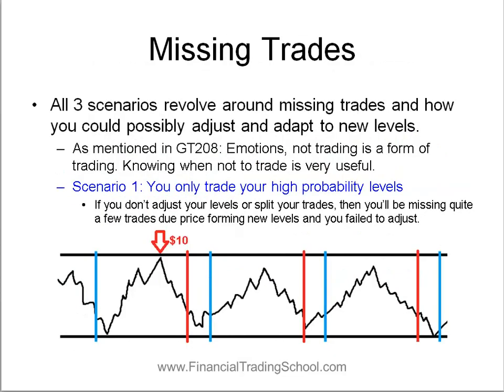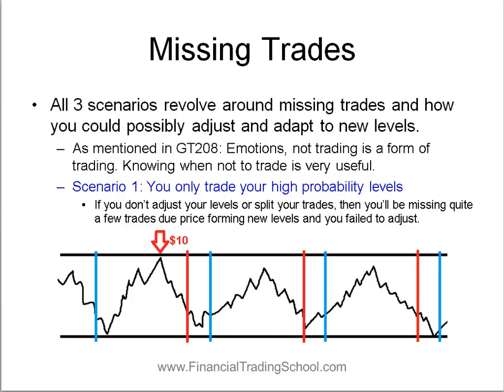All 3 scenarios revolve around the concept of missing trades and how you could possibly adjust and adapt to the new levels. As I mentioned in GT 208, not trading is actually a form of trading. So knowing when not to trade is very useful. So let's say for scenario number 1, you only trade high probability levels.